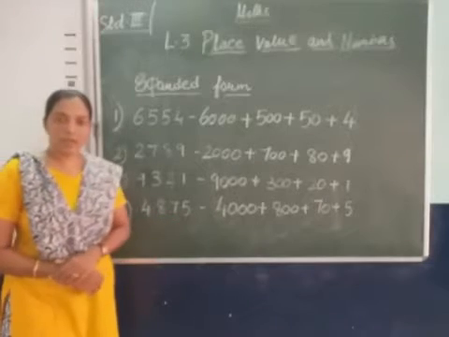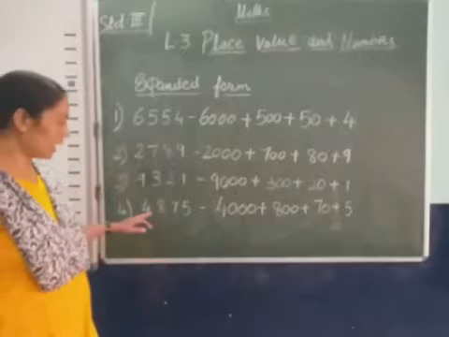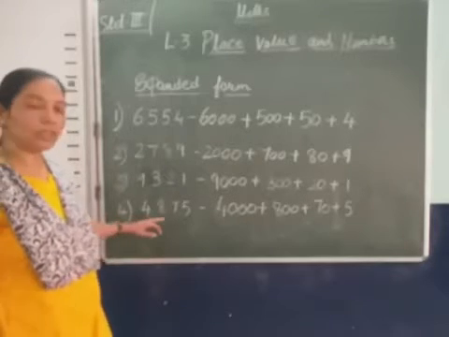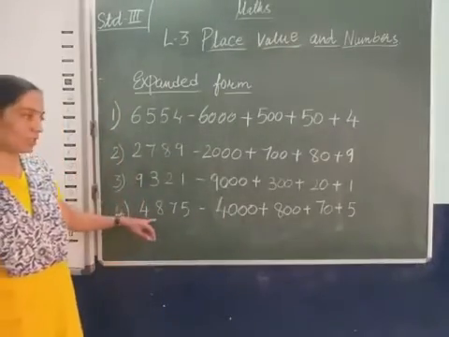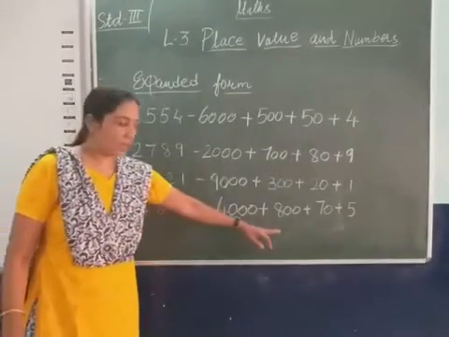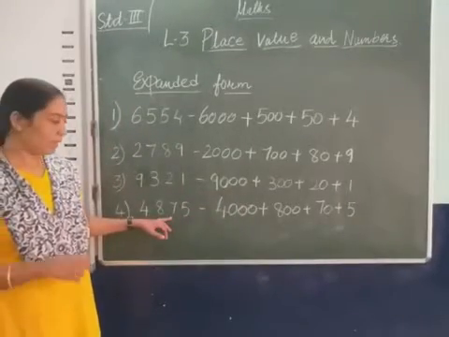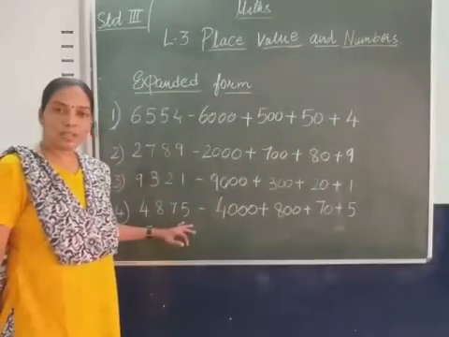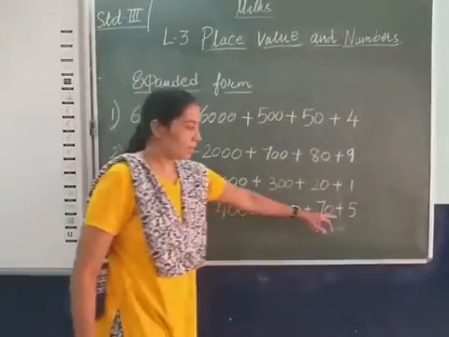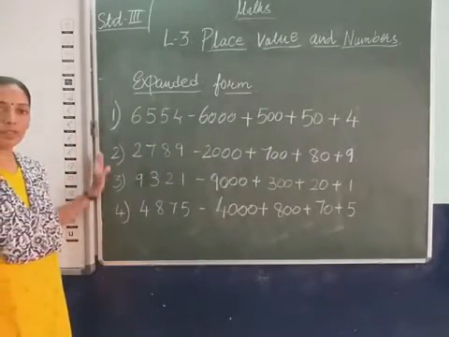4875 we read as 4875 and its expanded form: 4 is on the thousand place, so 4000 plus 8 is on 100 place, so 800 plus 7 is on the tens place, so 70 we write and the 5 is on the ones place, so we write plus 5. So this is the expanded form for the number.